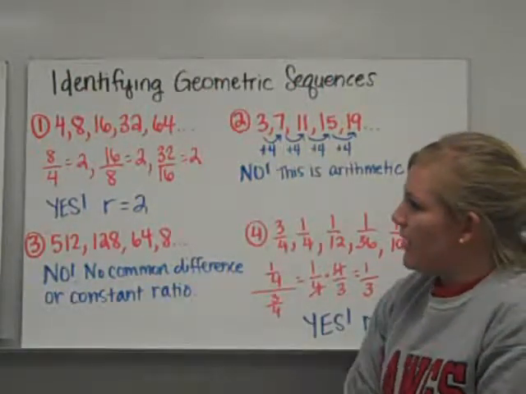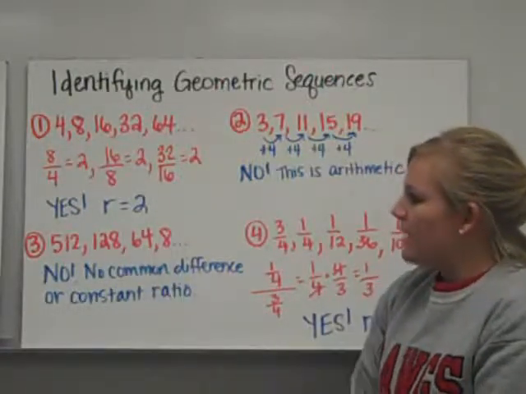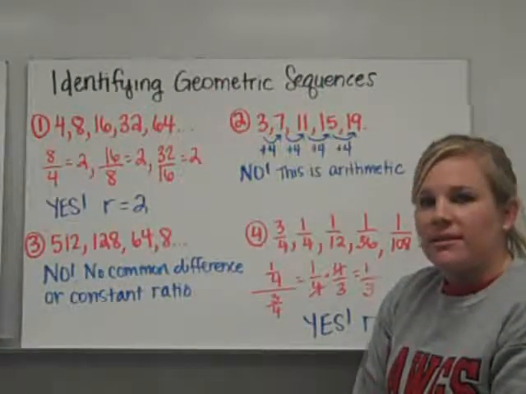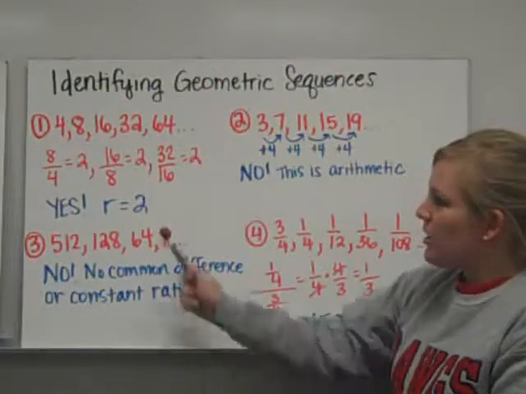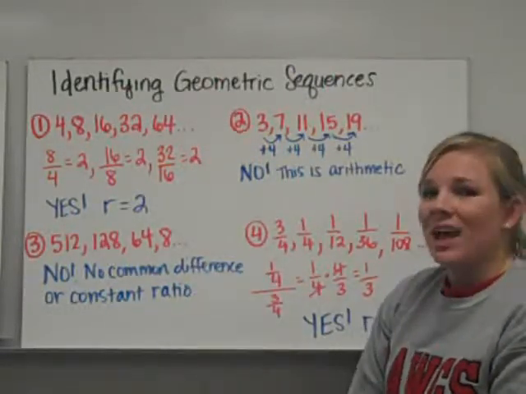Take a look at number 3, 512, 128, 64, 8. There could be some sort of pattern here, but because I don't see a common difference like an arithmetic sequence, and I don't see a common ratio like I did in the geometric sequence in number 1, this is not a geometric sequence.